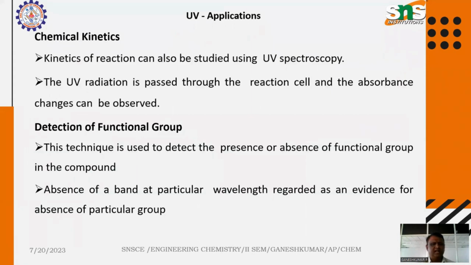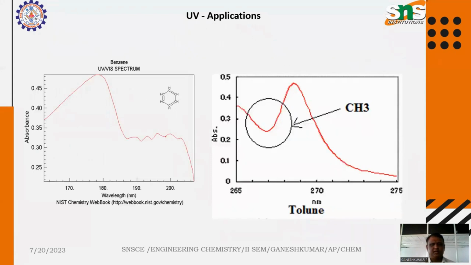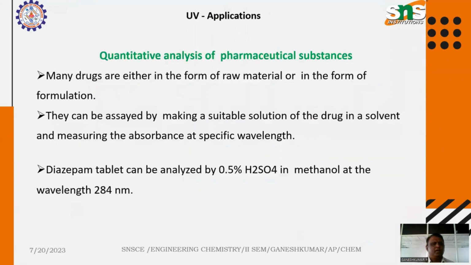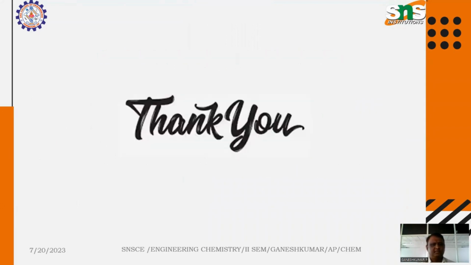And in chemical kinetics, the rate of a chemical reaction can be easily understood. The functional group can be detected like this. The bend in the peak represents the methyl group. And there are several peaks in the spectrum which are given for benzene. So usually it is used in pharmaceutical analysis to analyze the amount of the drug and type of drugs.